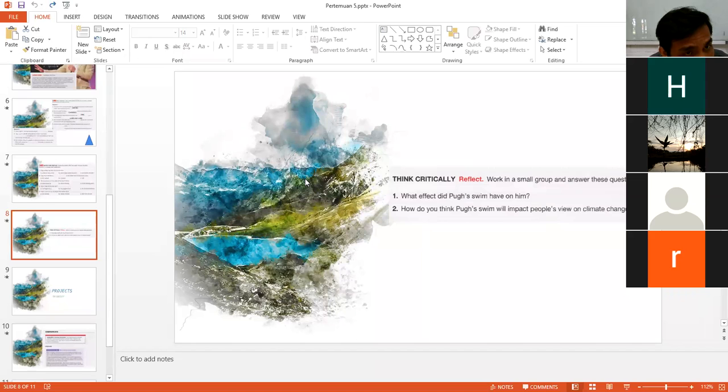Okay. Thank you. So, do you think it is a common thing to do? I mean, if there is an issue, for example, an environmental issue, do you think that doing an extreme activity like this is a good way to make people realize the impact of climate change or the environmental issue?